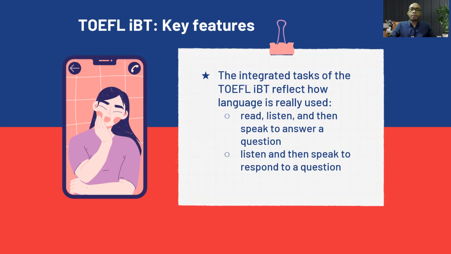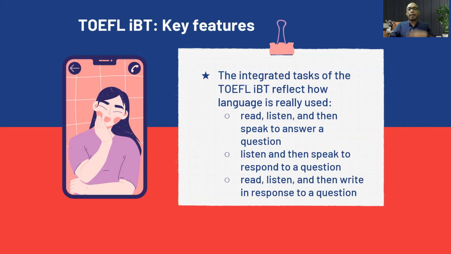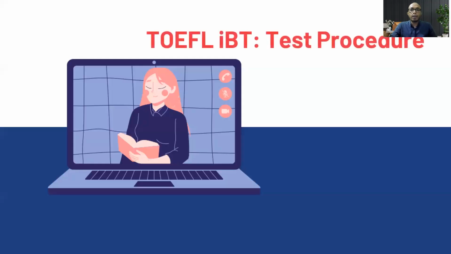Okay, and then another example is when you are asked to listen to a source of information and then you have to speak about it. And another format is by reading, listening, and then writing in response to a question instead of speaking about it. Okay, so that's an important key feature of the test. Now, let's see the test procedure.